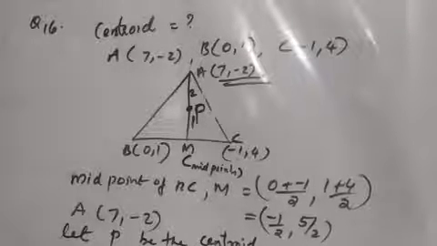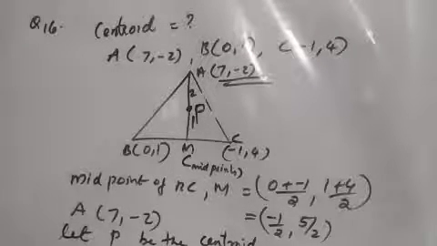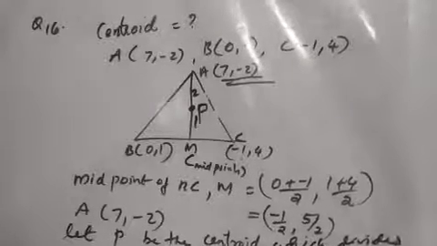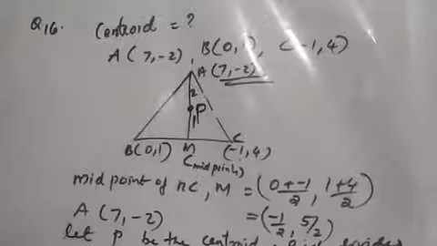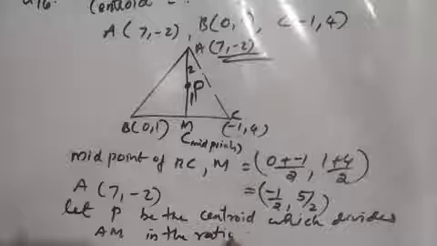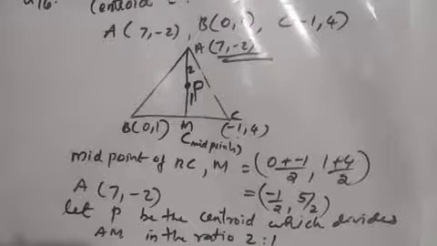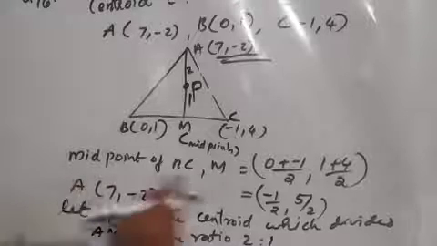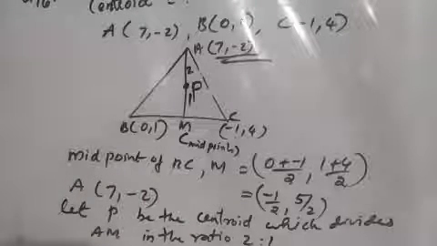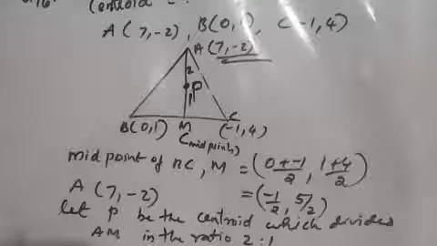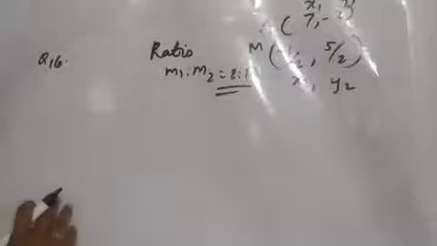which divides the median AM in the ratio 2:1. So we know the ratio, and two points we know, that is A and M, so it is easy to find the coordinates of P by using the section formula. So let us find out the point P.